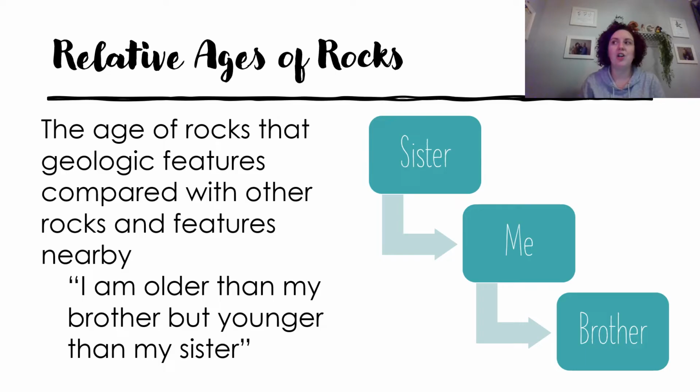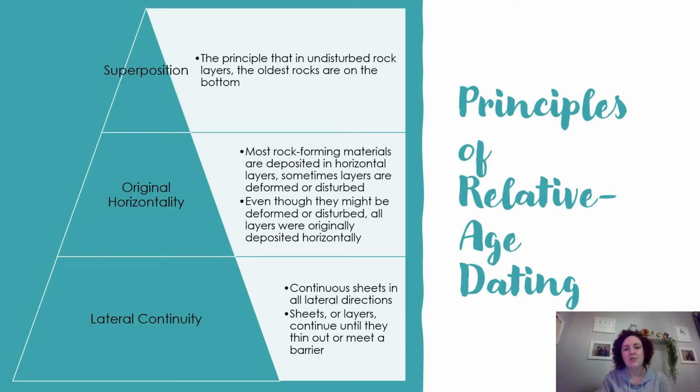Now, this is all contingent on whether humans are involved or not. So let's talk about some of those principles. We have three major principles of relative age dating that we really need to focus on: superposition, original horizontality, and lateral continuity. I'm going to explain and I'm going to show you diagrams.